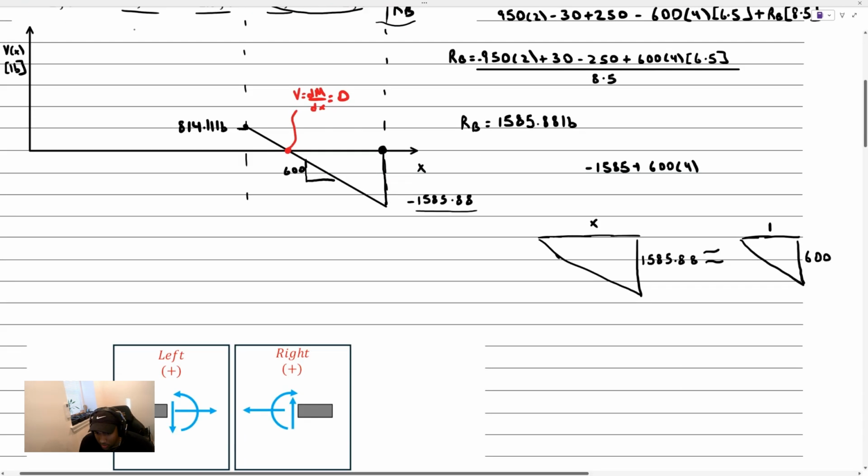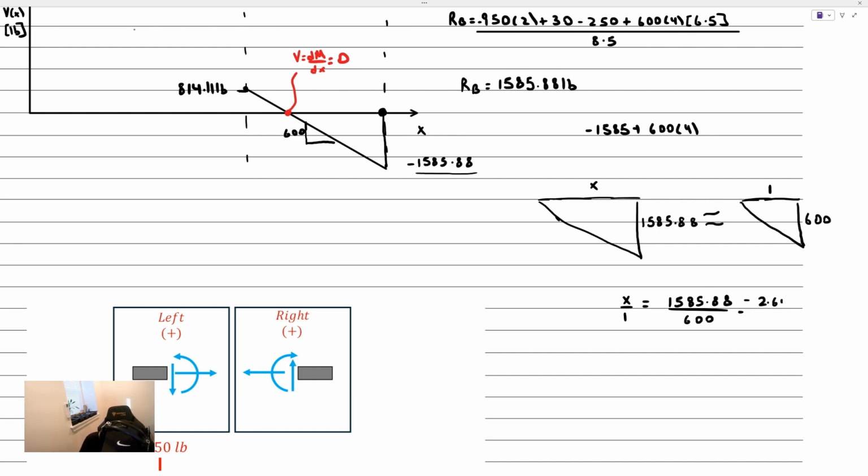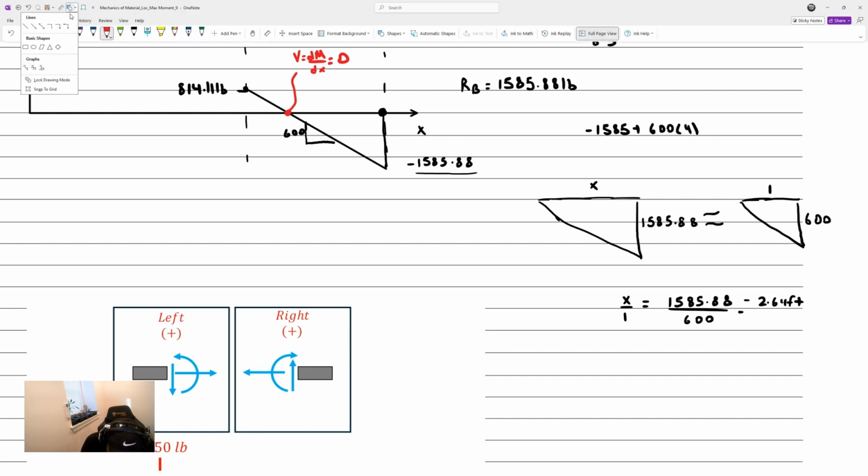Okay, so if we use similar triangles here, what we see is that the x over 1 value is exactly equal to 1585.88 divided by 600, 2.64 feet. And this is our answer here.